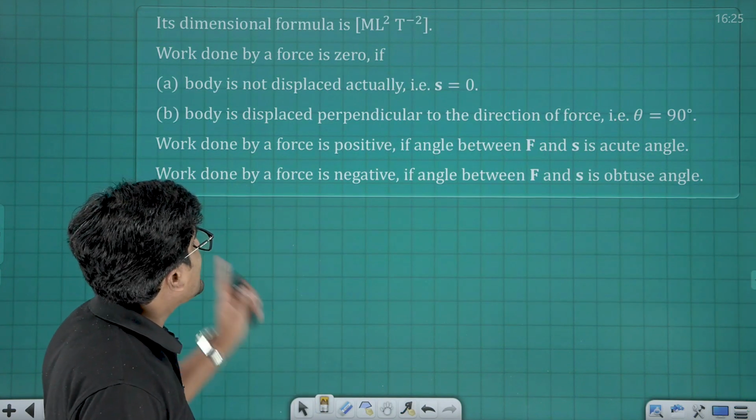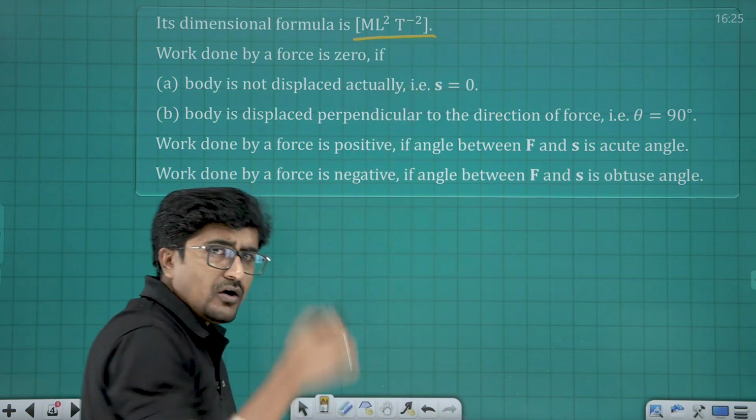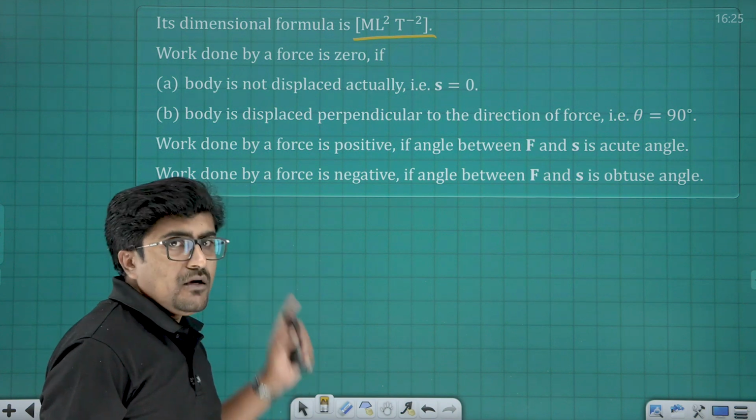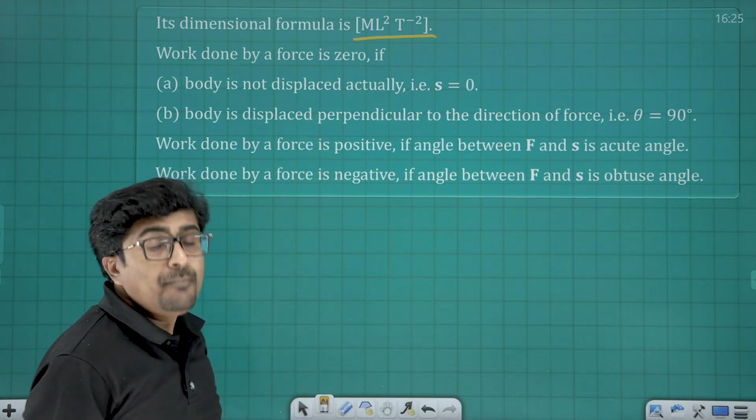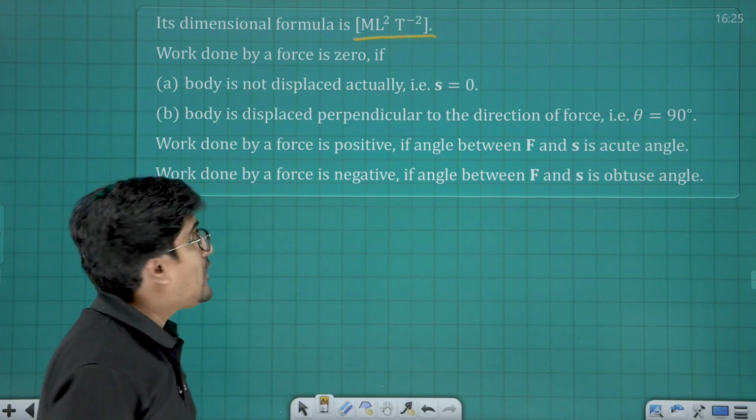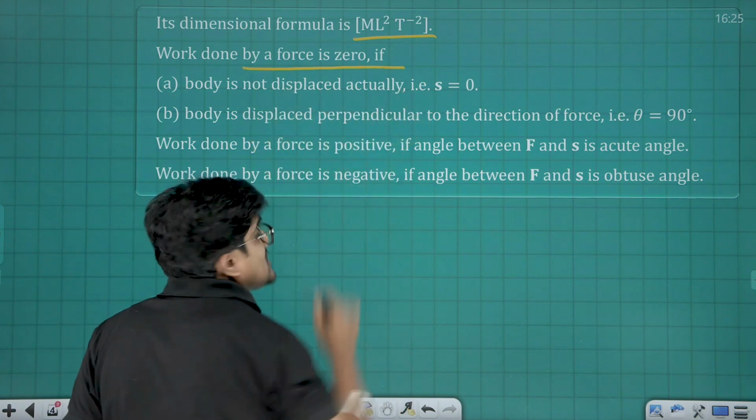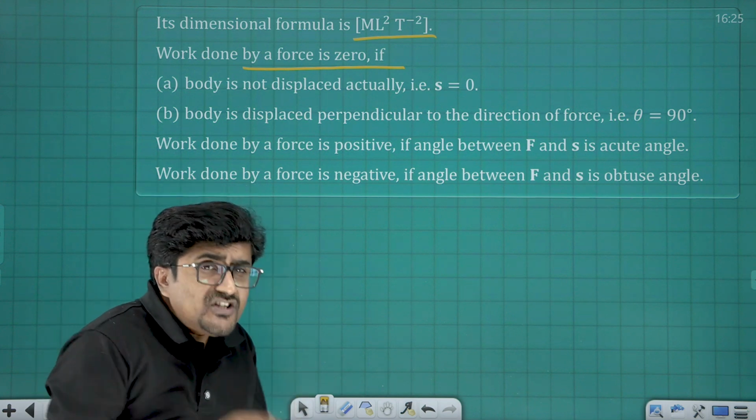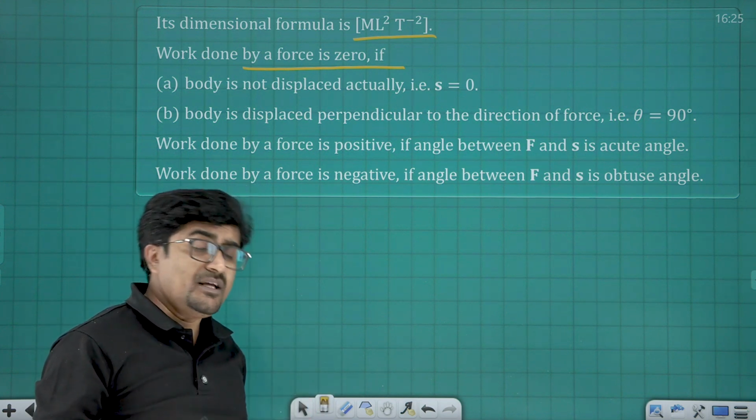Alright, moving to the next, that is the dimensional formula. This we have already discussed in the very first chapter. The dimensional formula is going to be ML squared T raised to minus 2. And here we are discussing a special case in which the work done by a force on a body can be 0.